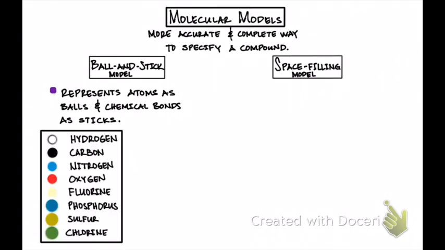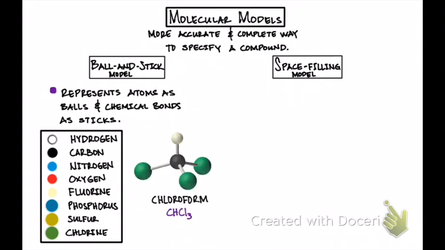And a lot of these atoms are color-coded. So hydrogen is typically given the white color, carbon black, nitrogen blue, all the way to chlorine green. So an example of a compound here represented by a molecular model via ball and stick model is chloroform. The chemical formula of chloroform is CHCl3.